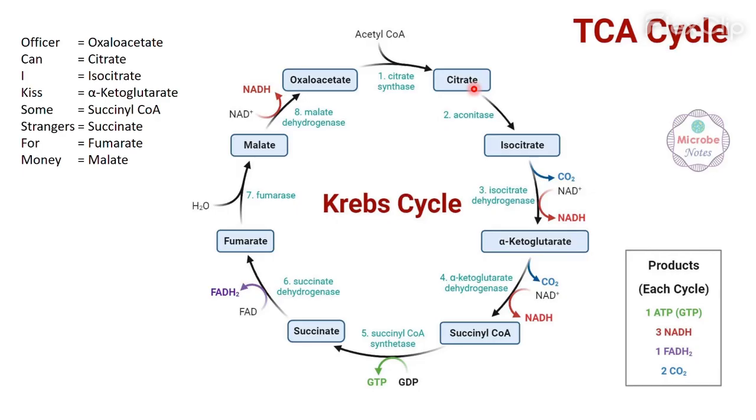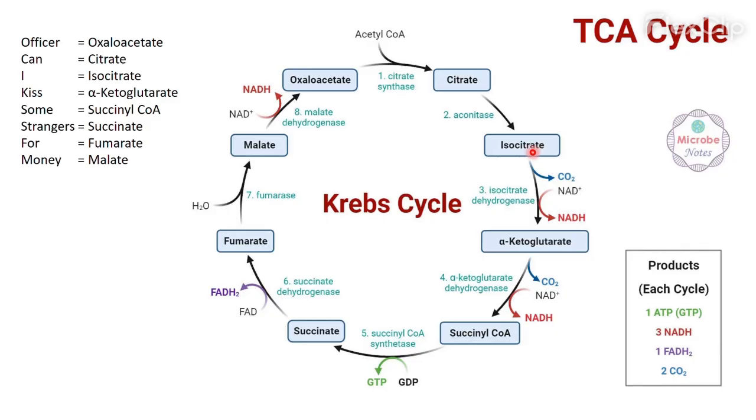From this citrate, the aconitase enzyme will produce isocitrate. Here the carbon number will remain the same, but there will be an isomerization, that is, the hydroxyl from the fourth carbon will be transferred to the third carbon. Why does this isomerization reaction occur? Because in the next step the cell will remove a carbon dioxide from the isocitrate to produce alpha ketoglutarate, and for this reaction it is fundamental that it becomes isocitrate.